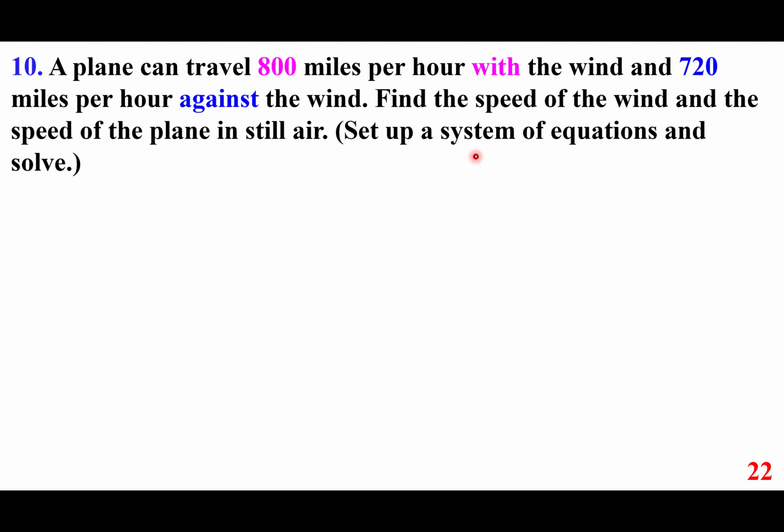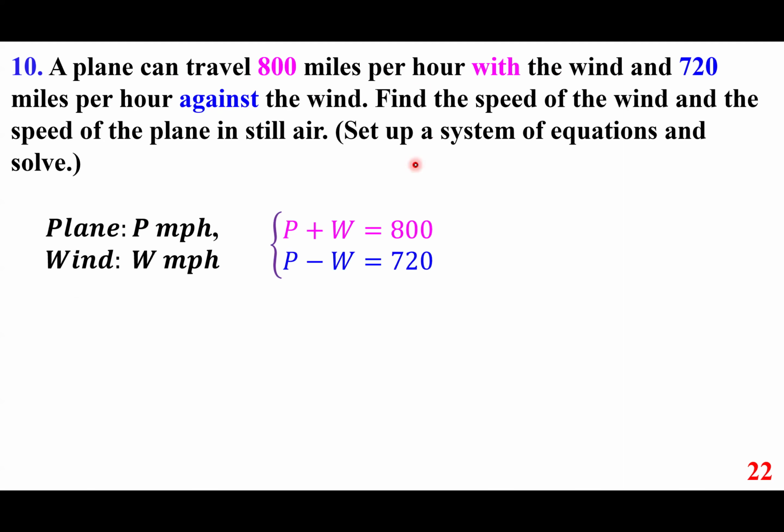So first and foremost, I'm going to go with the initials. I'm going to let P represent the speed of the plane and W the speed of the wind. You can go with x, y, z, anything you want. A plane can travel 800 miles per hour with the wind. So that means P plus W is 800. And against it, that means P minus W is 720. And it's important to know P is obviously larger than the wind.